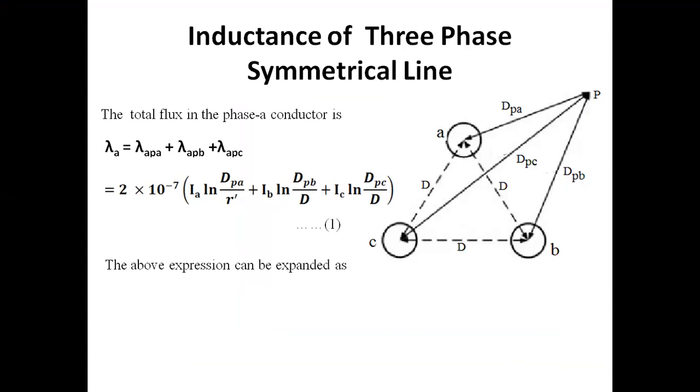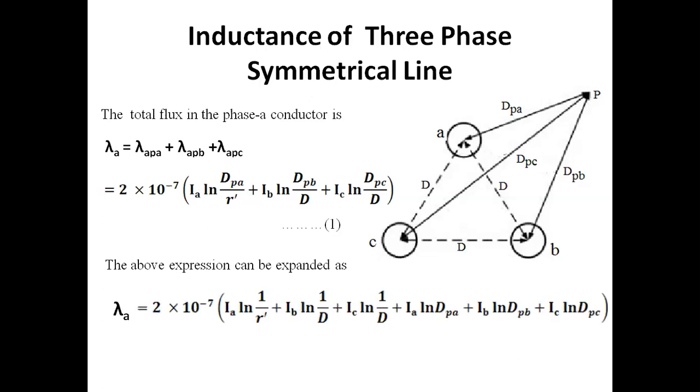If we expand the equation and separate the denominator parts and the numerator parts, we get this expression: 2 into 10 to the minus 7 [IA ln 1 by r' plus IB ln 1 by D plus IC ln 1 by D]. Here ln 1 by D is common, so you can take (IB plus IC) into ln 1 by D. And in the next portion, IA ln DPA plus IB ln DPB plus IC ln DPC. So this is your total flux linkages.